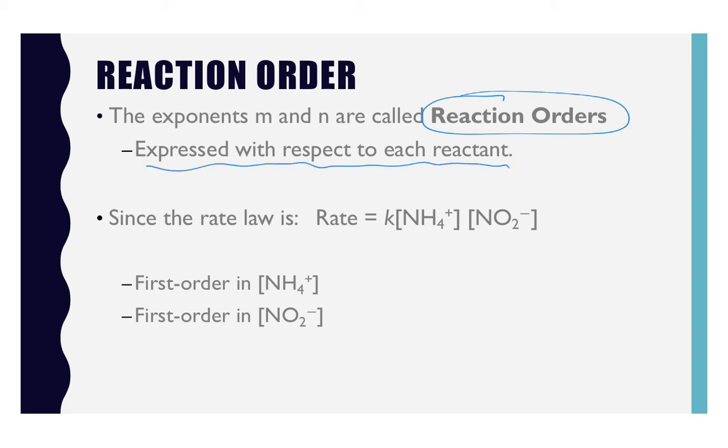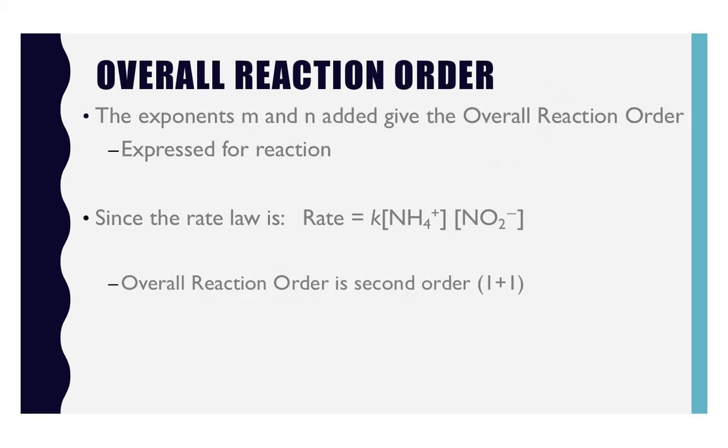So since the rate law is this, we would say that this reaction or this rate is first order with respect to the concentration of NH4 plus. Again, that's because the exponent there was a 1. It's also first order with respect to the NO2 ion, again, because that exponent was also a 1. So you can express the reaction orders with respect to each reactant.